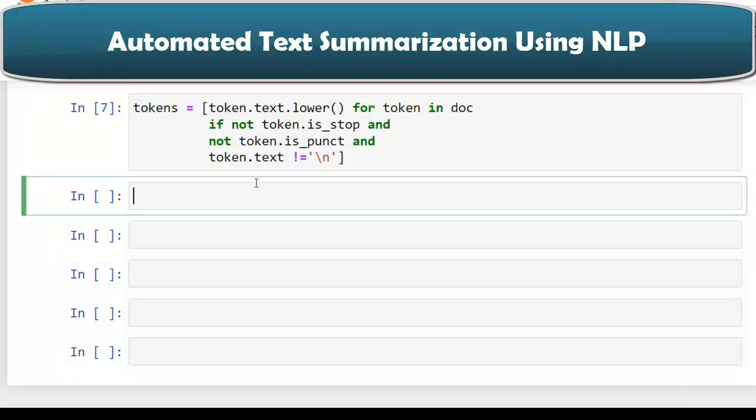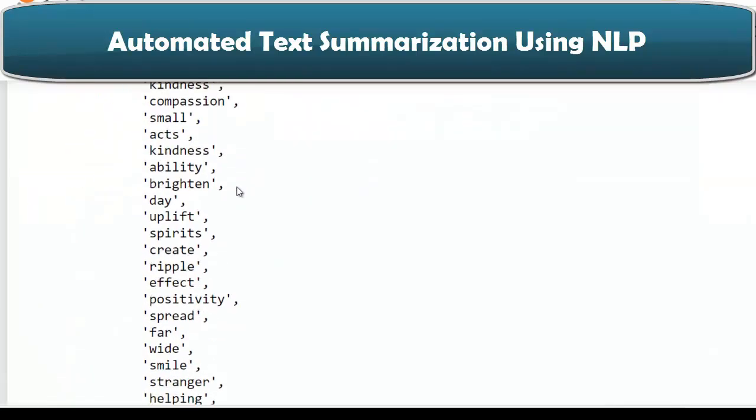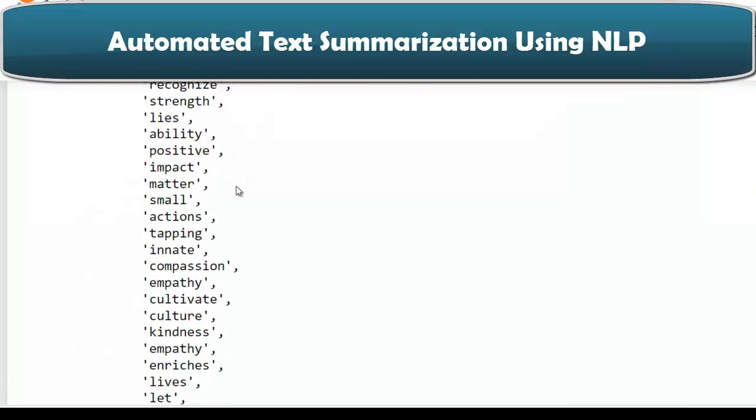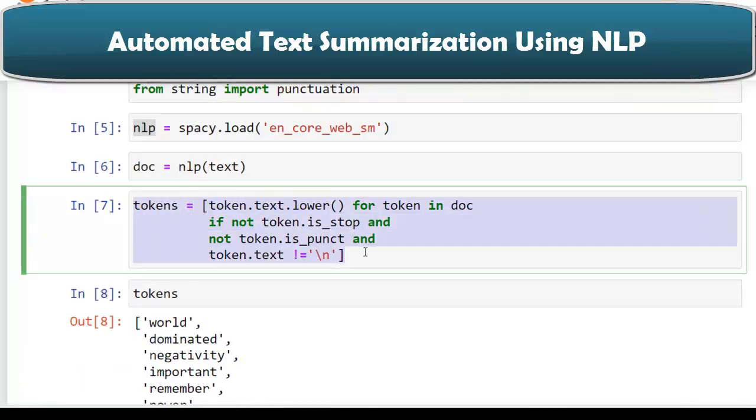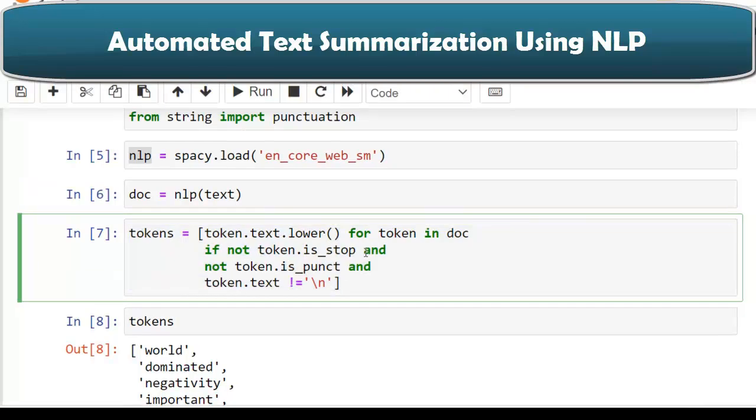Let's execute this cell. Let's check. As you can see over here, our clean text is without stop words, without punctuation marks, and without newline characters. So this is the first way by which we can perform tokenization and text cleaning.